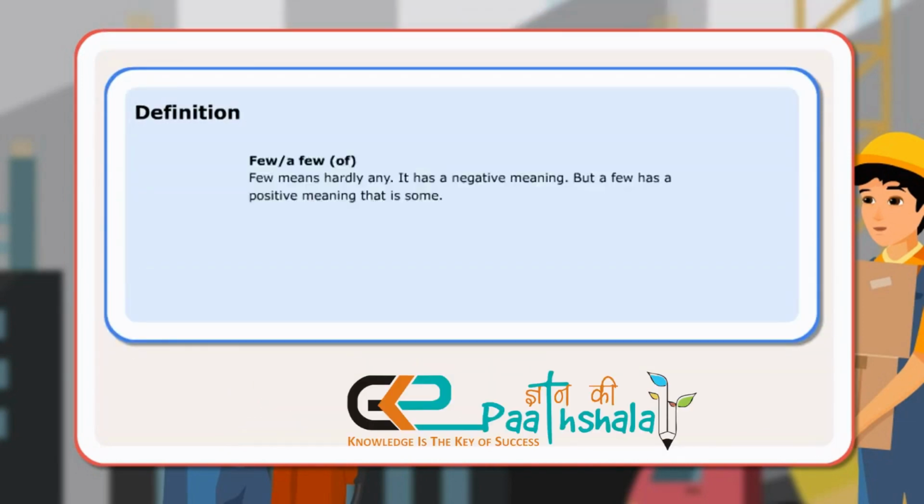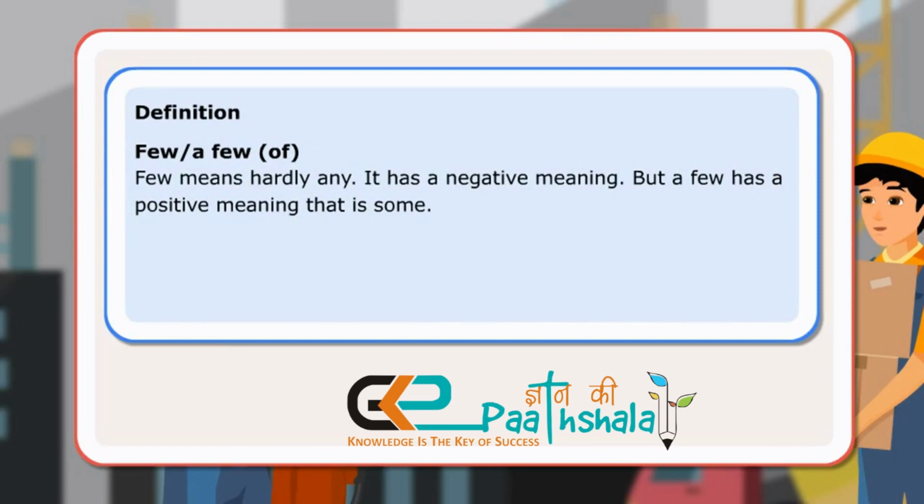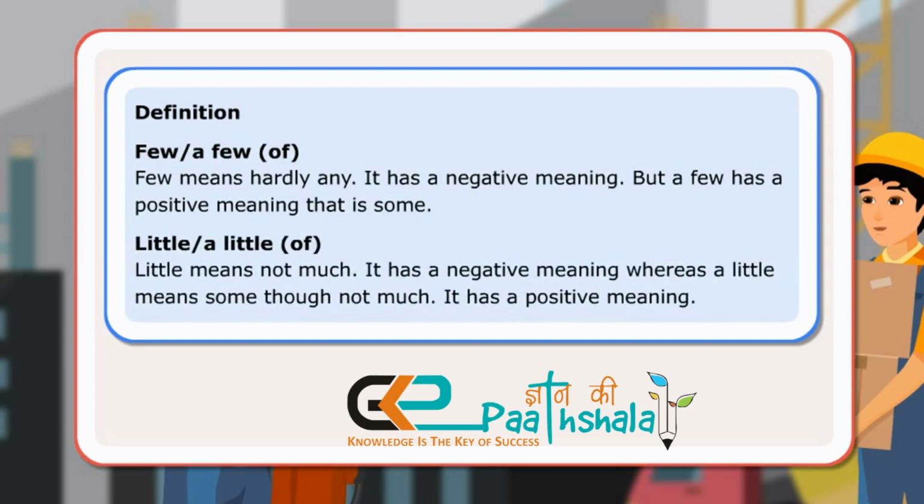Definition: few or a few of. Few means hardly any. It has a negative meaning. But a few has a positive meaning. That is, some. Little or a little of. Little means not much. It has a negative meaning, whereas a little means some, though not much. It has a positive meaning.